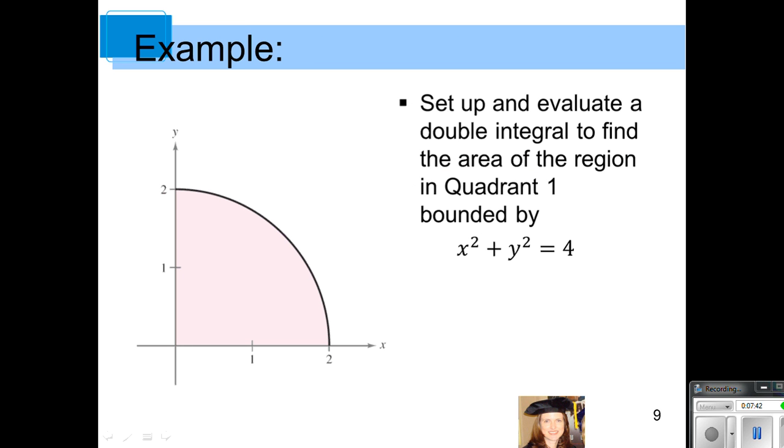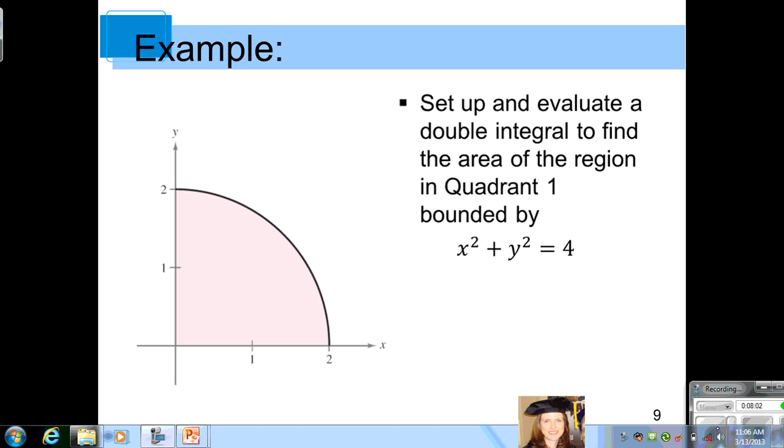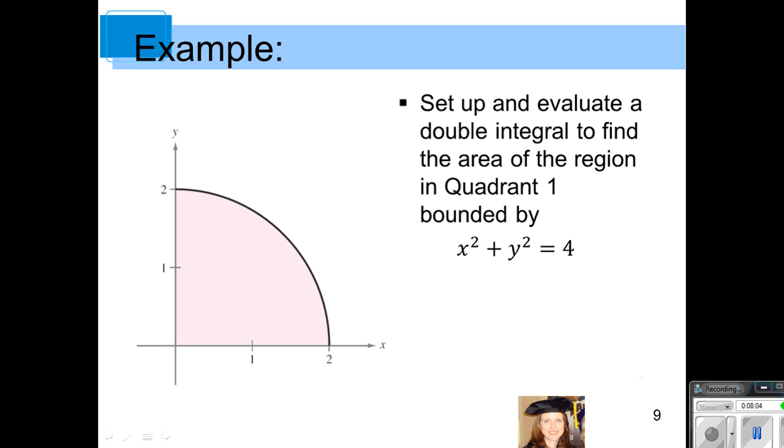So in this example here, to set up and evaluate a double integral to find the area, we are slicing this, instead of a vertical or horizontal rectangle, like a pie. And our bounds for the radius are going to go from 0 all the way to 2. And the bounds for the angle theta would go from 0 to pi over 2.